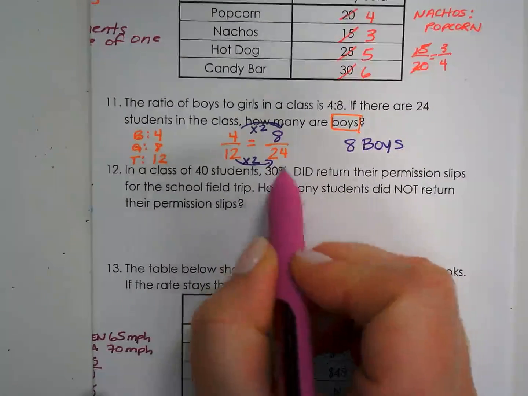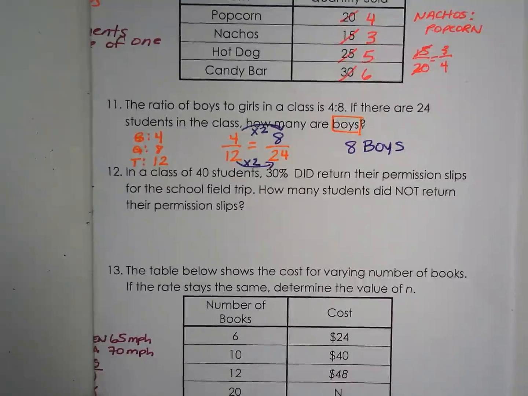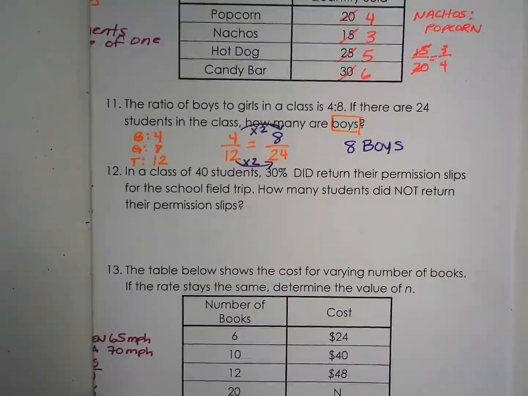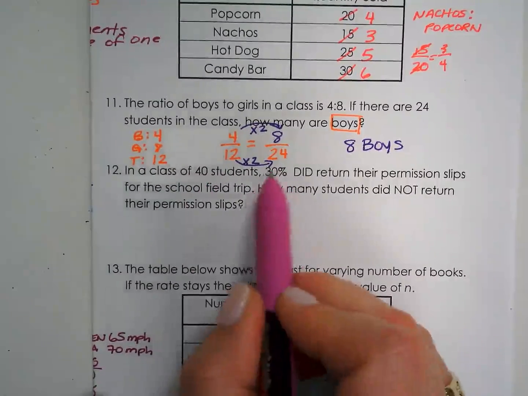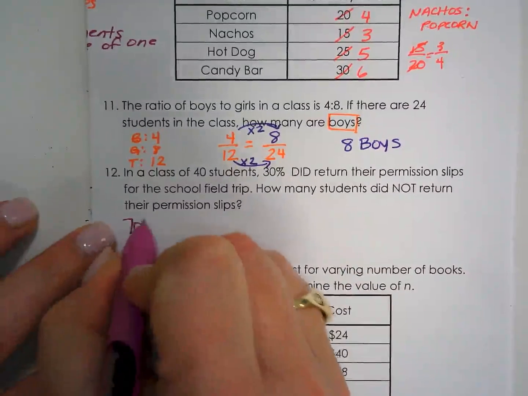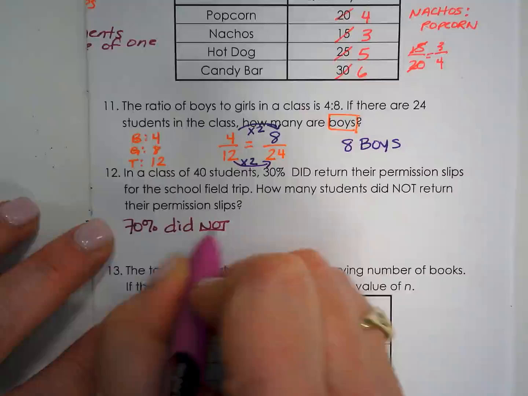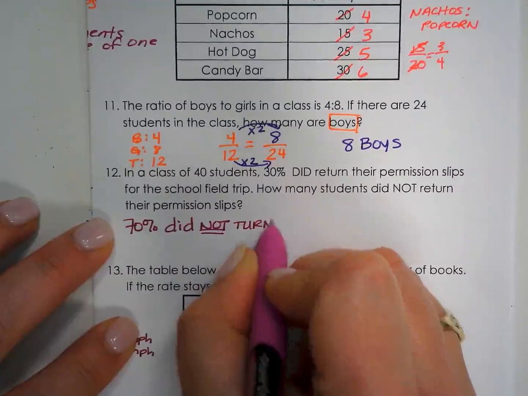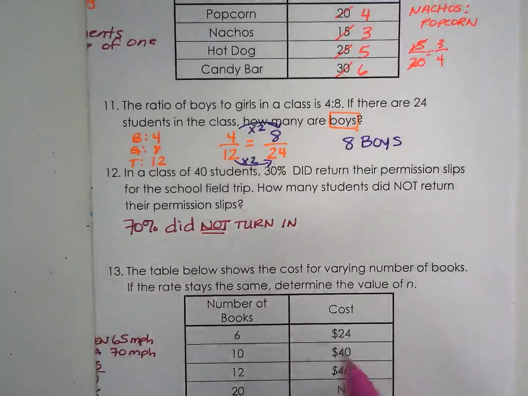If 30% of our students did turn in their permission slip, what percentage of students did not return their permission slip? Well, if there's 100% of students in total, 30% did return them. That leaves 70%. 70% did not turn in. So if we can find what 70% of 40 is, then we can solve this problem.